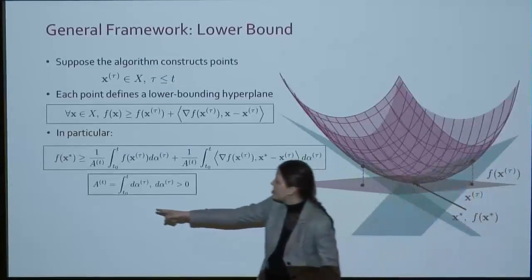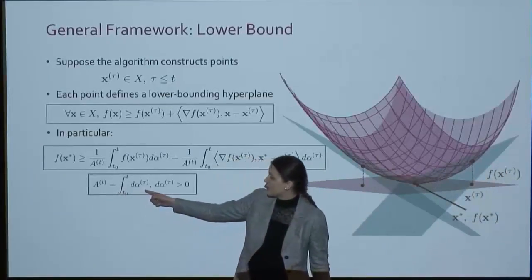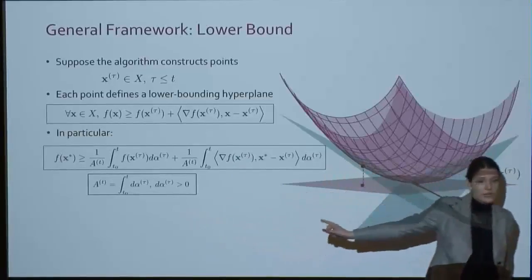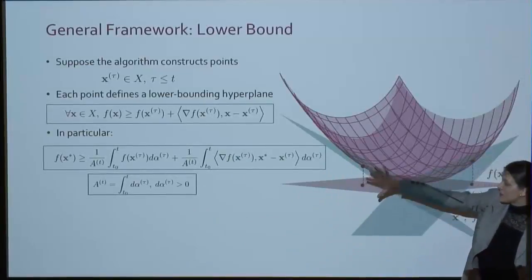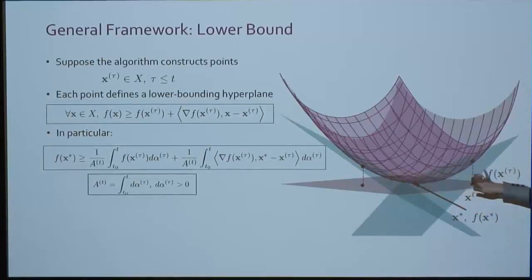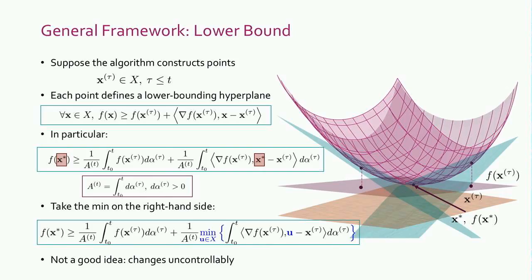So this a of t is just the integral of d alpha of tau. I'm introducing a of t because the same thing will be true both when alpha is a discrete measure and when it is a continuous measure. So the same construction can be used both in continuous time and discrete time. Okay? Now, this convex combination of the lower bounding hyperplanes is just another lower bounding hyperplane.